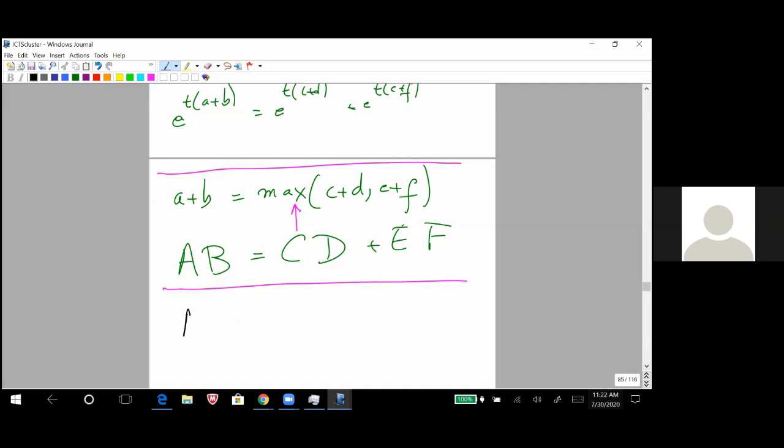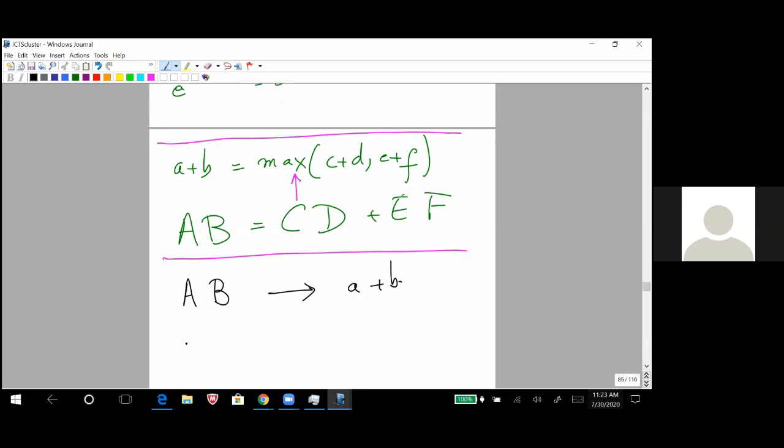We've just seen them here. If I have a times b, the tropicalization of that is a plus b. And if I have c plus d in general, the tropicalization is to put a max here, a max of c and d. And in this way, you can take any expression in terms of the capital A, B, C, Ds or anything and find the tropicalized version of them.